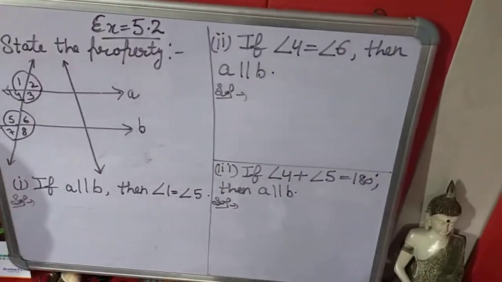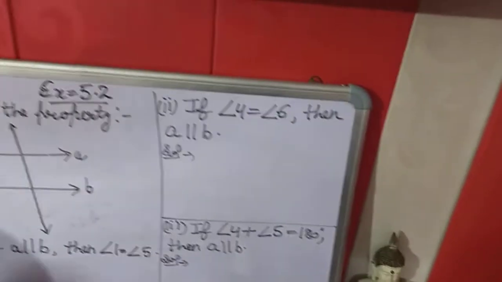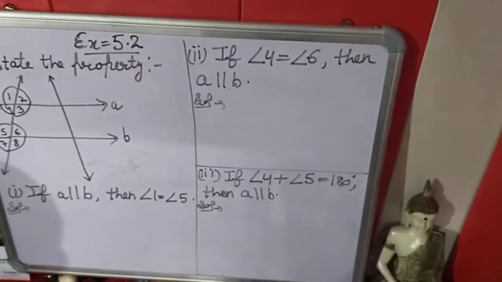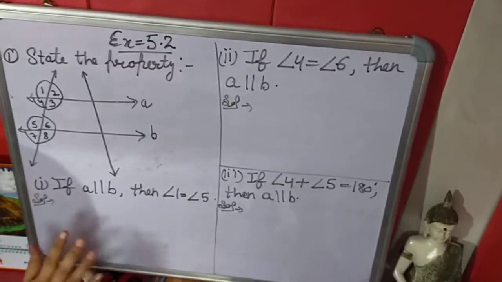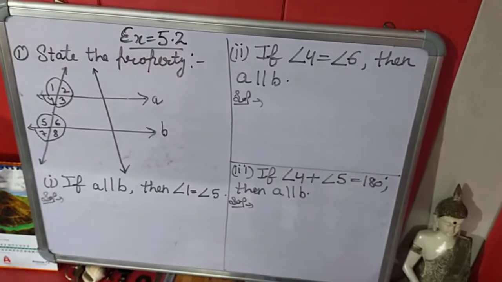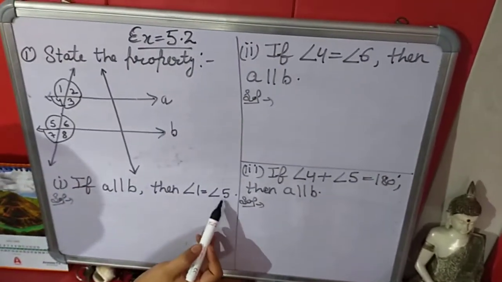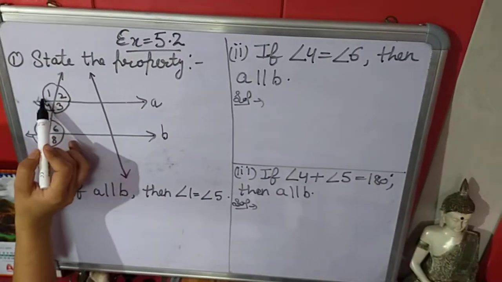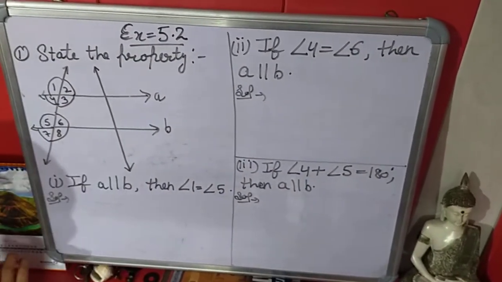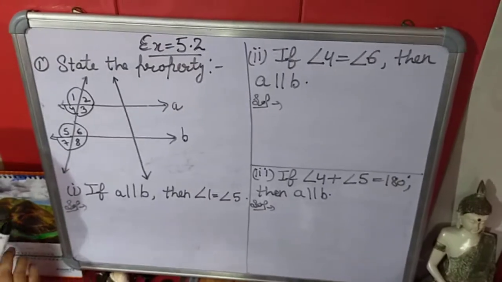First question is state the property in these cases. You have to tell which rule or which property we are using in these cases. First is if A is parallel to B, then angle 1 is equal to angle 5. Angle 1 is this and angle 5 is this. So which property we will use here?